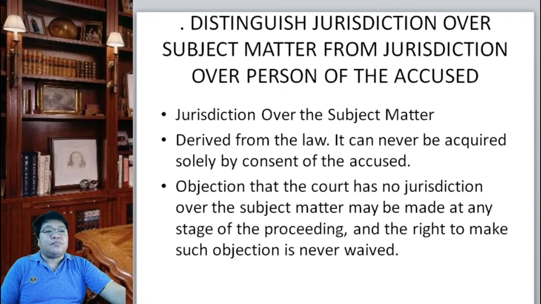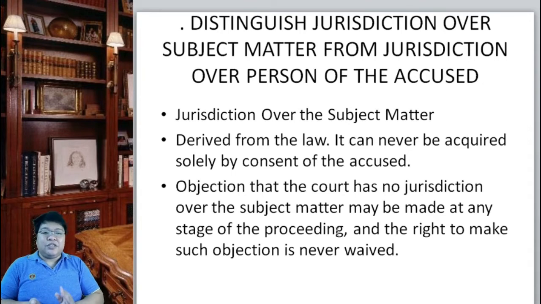Now, let us go to an important subject. How do you distinguish jurisdiction over the subject matter from jurisdiction over the accused? So, jurisdiction over the subject matter is derived from law. It can never be acquired solely by the consent of the accused. So, pag subject matter, it is the incident that happened.